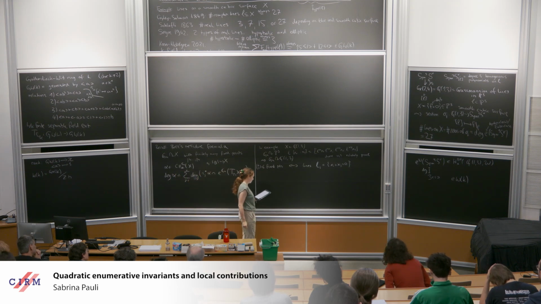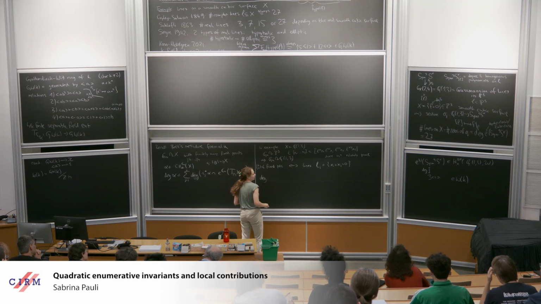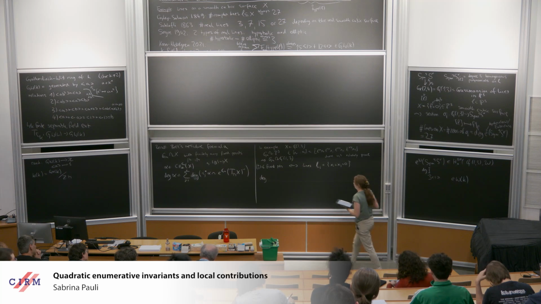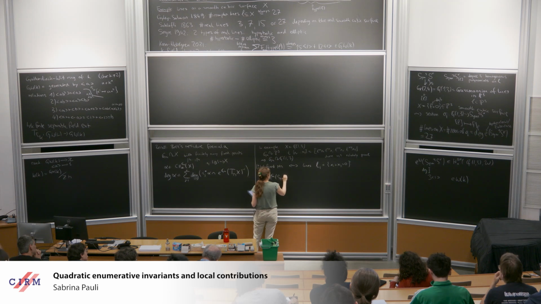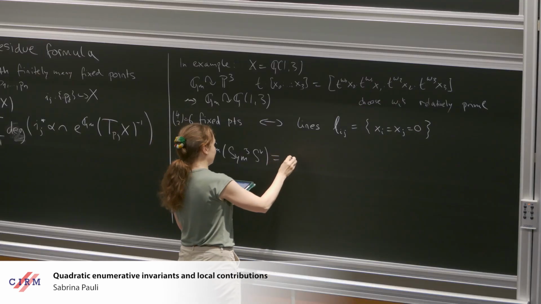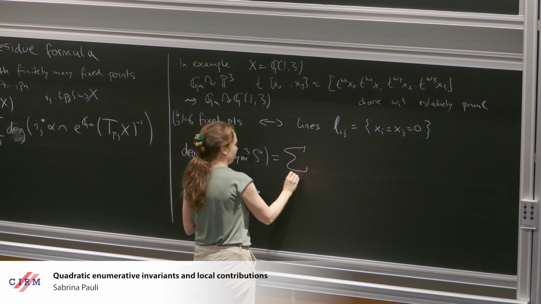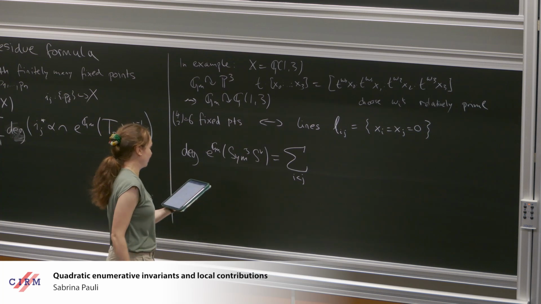Okay, so now we have these 6 points. So now we want to compute the degree of this Euler class, but now equivariantly. So this is the same as summing up over, let's just say i shouldn't be the same as j.